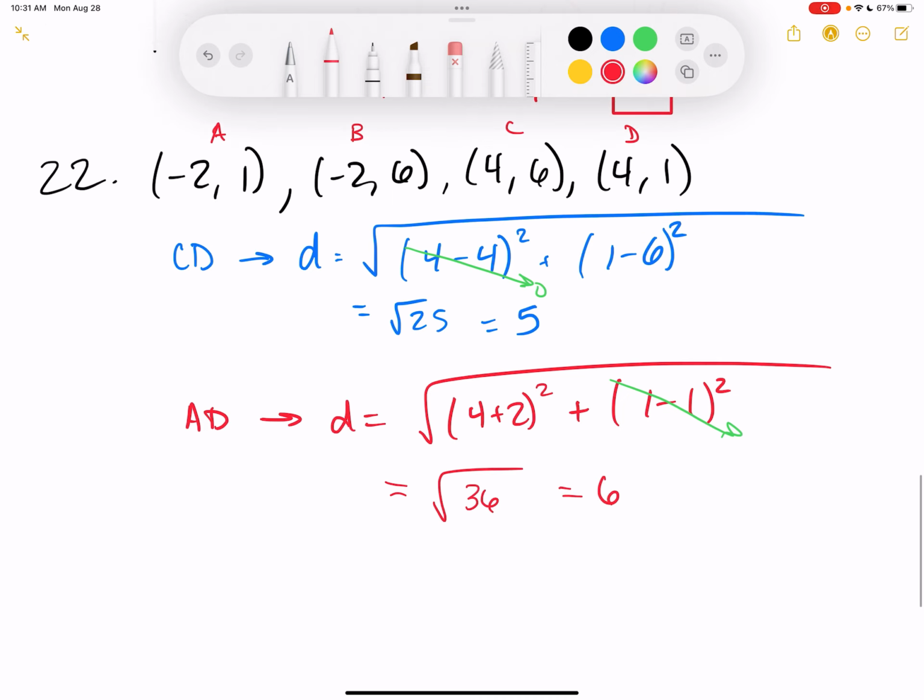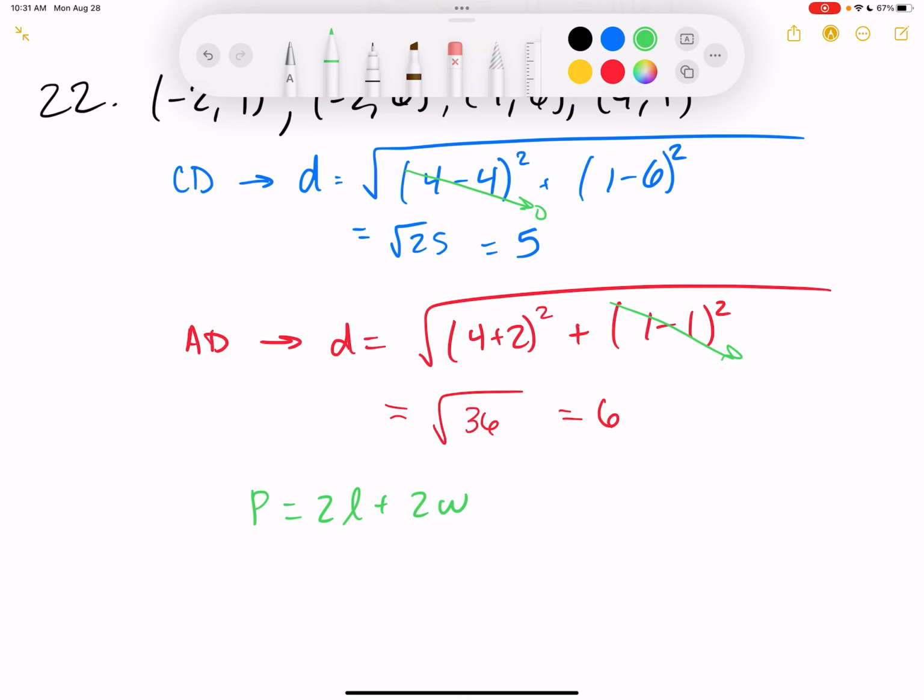So now, perimeter of a rectangle, what's the formula? 2 times length plus 2 times width. Yep. If we don't know perimeter and area of a square, a rectangle, and a triangle, we probably need to memorize that because you're going to need to know that for the AP exam. So 2 times 6 plus 2 times 5. So that's going to be 22 for the perimeter.